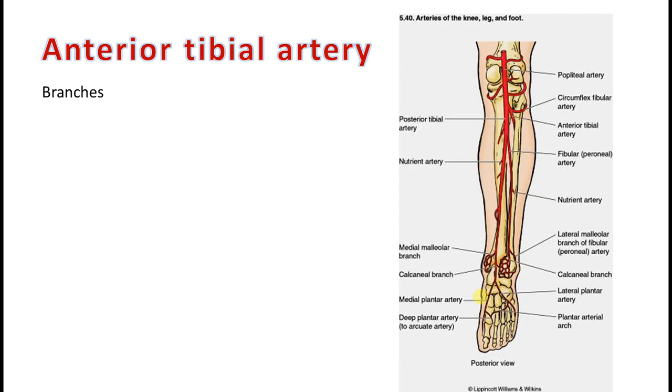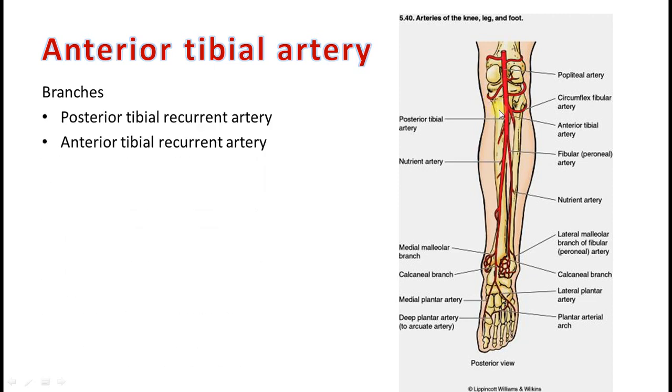Now look at the branches of the anterior tibial artery. Here you are able to see the posterior tibial recurrent and the anterior tibial recurrent, which take part in the genicular anastomosis around the knee joint. Then there are muscular branches to the surrounding muscles.